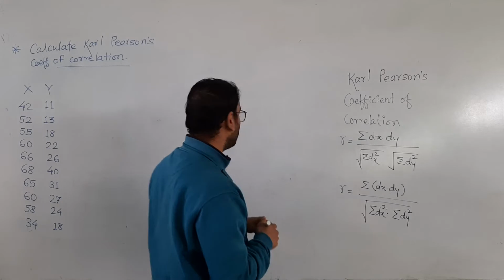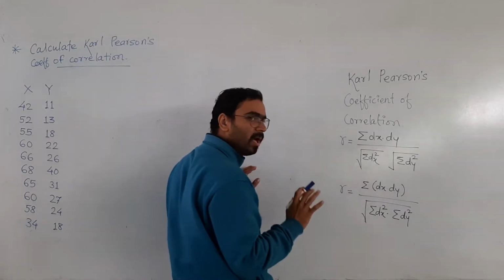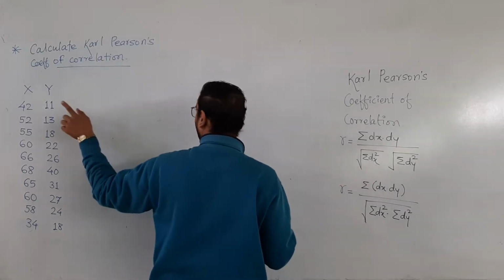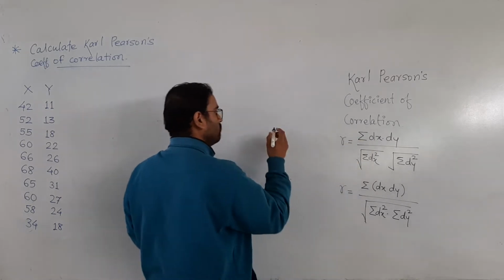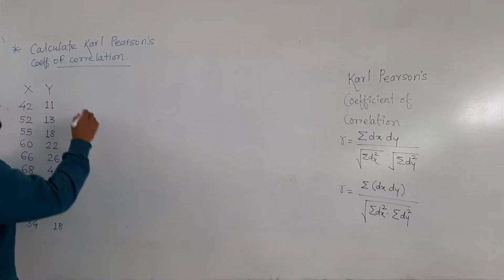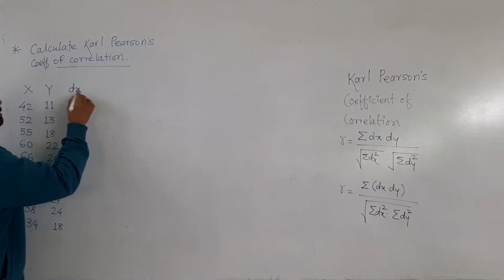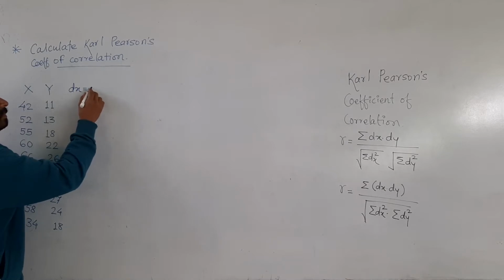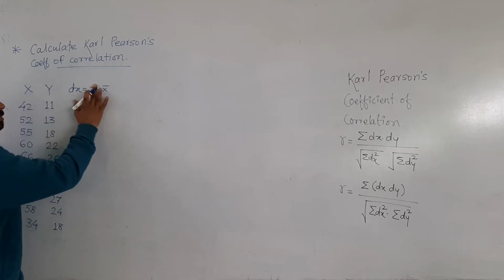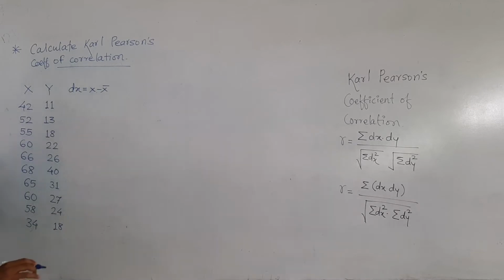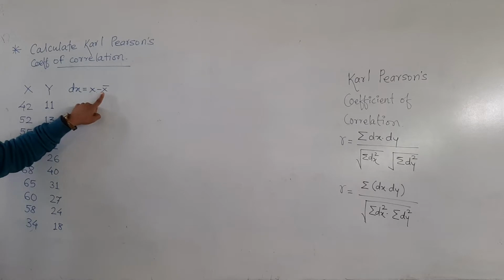Let's understand what the formula is demanding. We have x and we have y. We need dx and dy. So how to find dx? Simple: x minus x bar. You have x, but you don't have x bar. So for finding dx, we need to find x bar first.